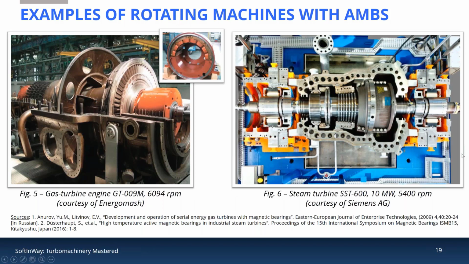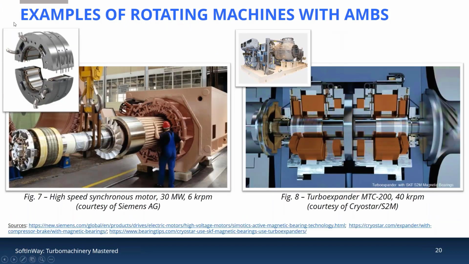Steam turbine with power of 10 megawatts and rotational speed of 5,400 RPMs. High-speed synchronous motor series with the biggest unit of 30 megawatts and 6,000 RPMs. Turbo expanders with rotational speed up to 40,000 RPMs.